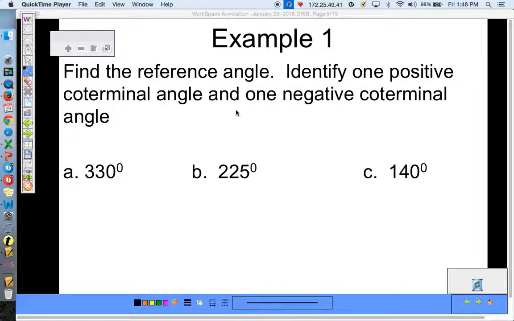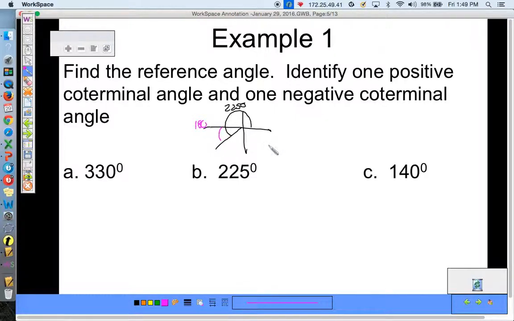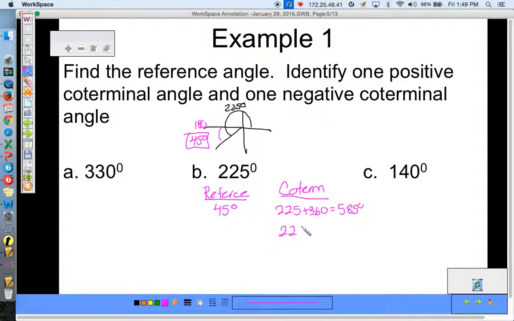All right, so our reference angle for 225, so all the way around here is 225 degrees, but we want to find this part. Well, the distance to 180, our reference would be 45 degrees. And then we can find our coterminal angles. So we can take 225 and we can add 360. So we end up with 585. Or we can take 225 and subtract 360. So we have negative 135 degrees.